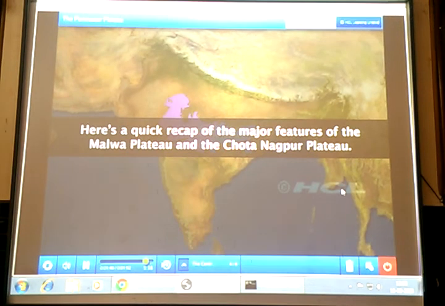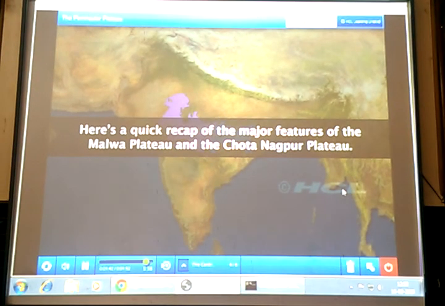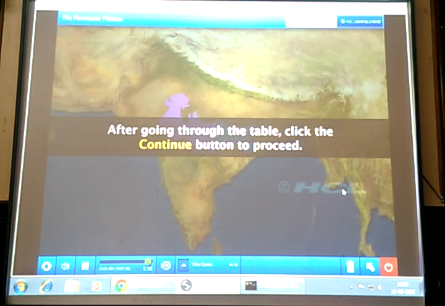Here's a quick recap of the major features of the Malwa Plateau and the Chota Nagpur Plateau. After going through the table, click the Continue button to proceed.